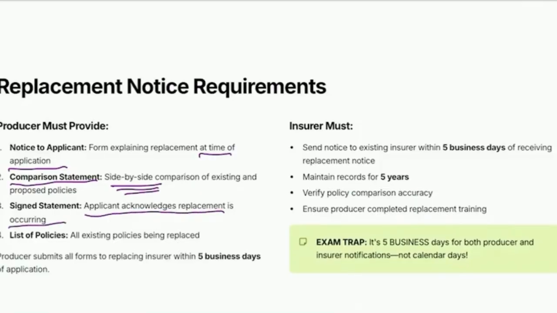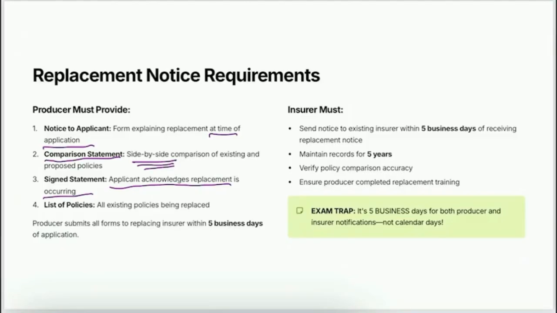Sometimes they'll give you a scenario question where you get back to your office and realize that the applicant didn't sign it. Can you sign it for them? Can you submit it without them signing? Things like that. No, you must get a signed statement from the customer.